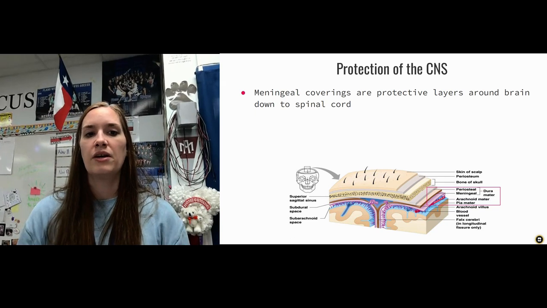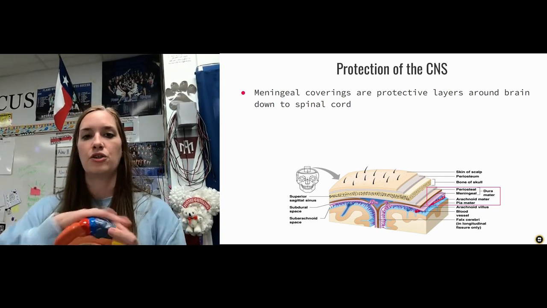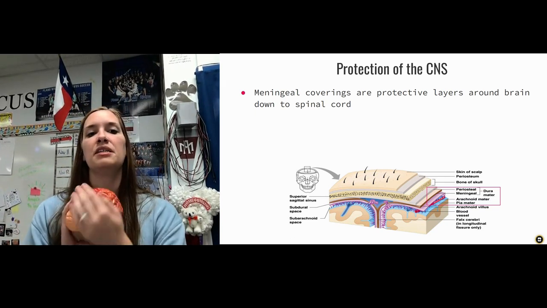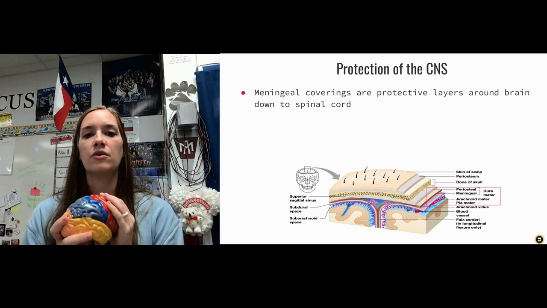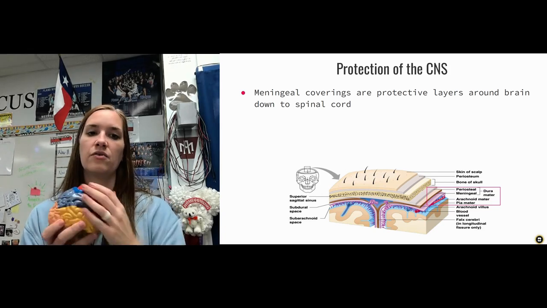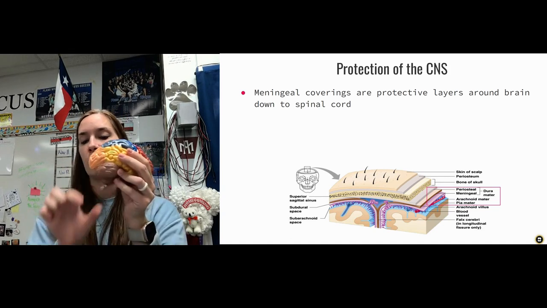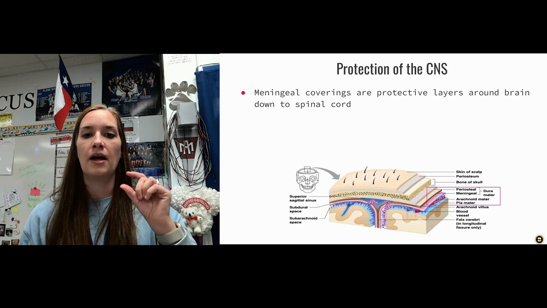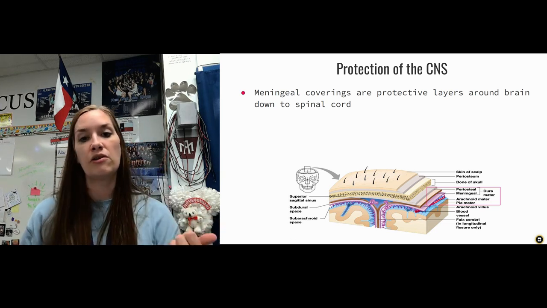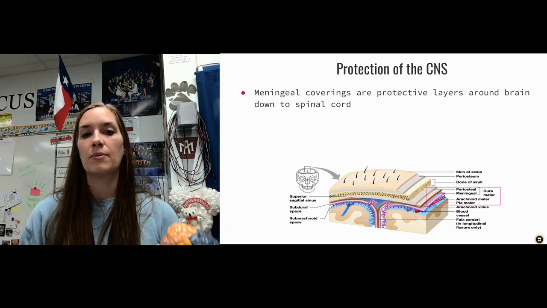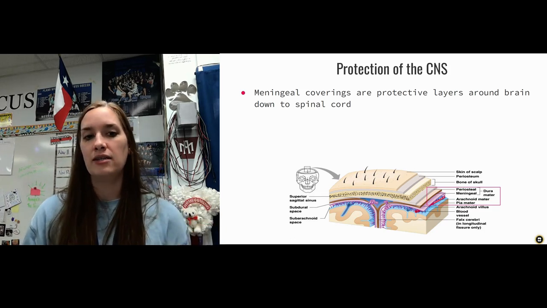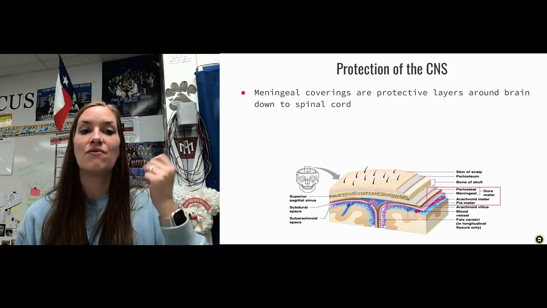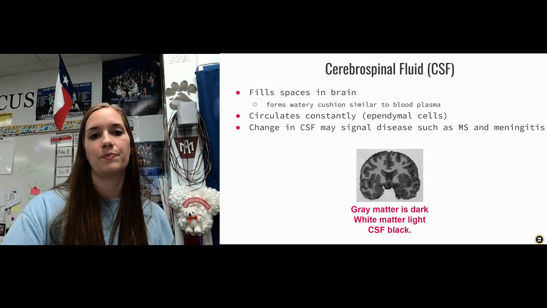Okay, moving on, we also have covering the actual central nervous system, these meningeal coverings. So these are going to be protective layers around the brain as well as the spinal cord, all the way down that spinal cord. These are going to help with containing the cerebral spinal fluid. And whenever you think about the term meningitis, these are what are becoming inflamed and causing problems.